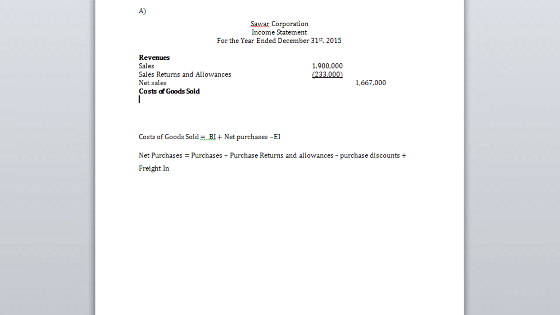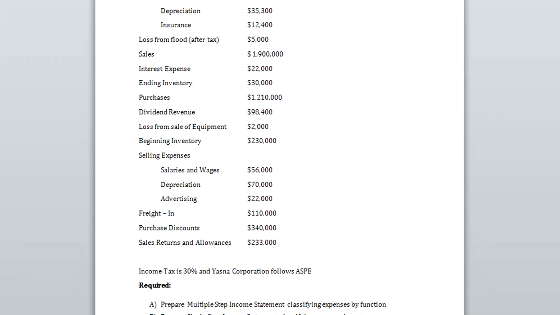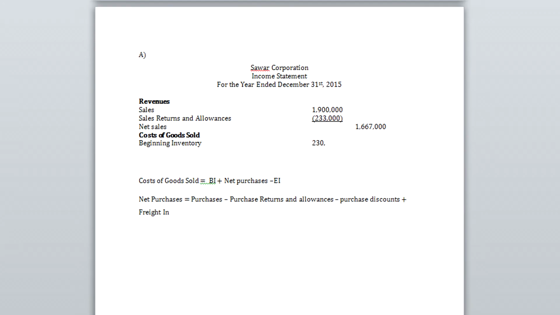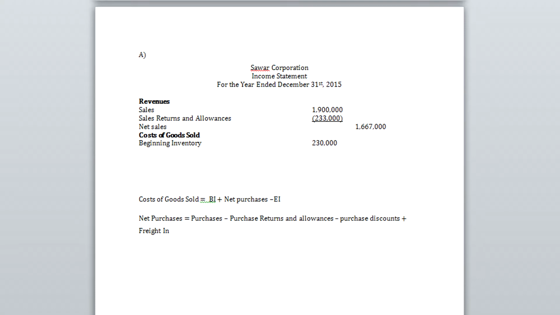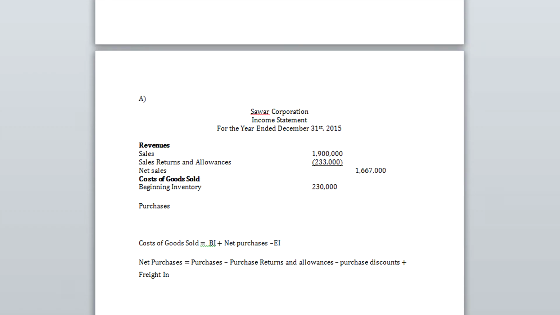So the way that we prepare the cost of goods sold section is we start with our beginning inventory. Okay, so let's go find out what that was again. Beginning inventory was somewhere around here. $230,000. There we go. $230,000. Oh, it's losing my single space here. I'll have to adjust that after. And then we always put in our purchases after. Purchases are $1,210,000.